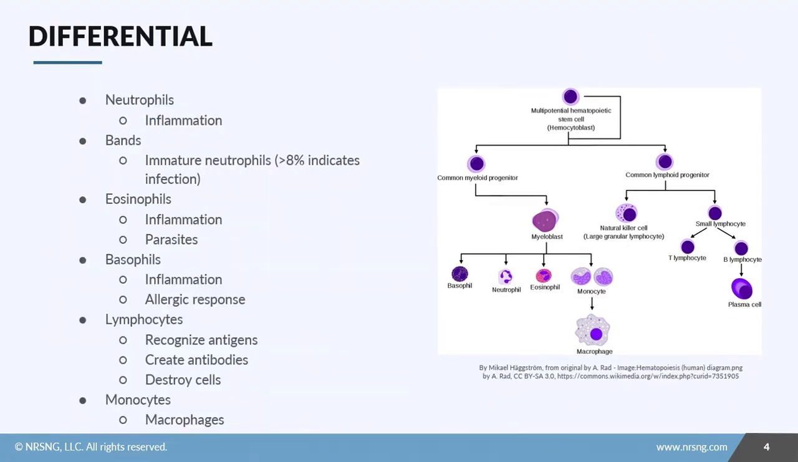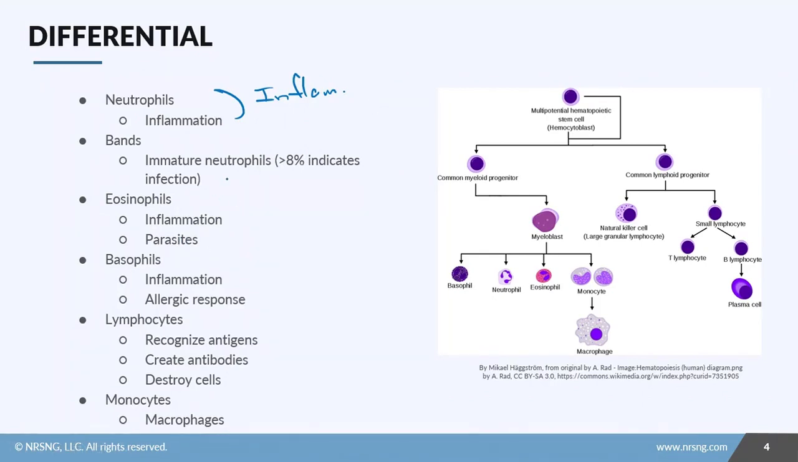Let's talk about the different types of white blood cells that you're going to see on a differential and what they mean. Let's start with neutrophils. They are produced in response to inflammation. Even though they normally take up the 40 to 60% of your white blood cells, they're going to go up if you have an inflammatory response.